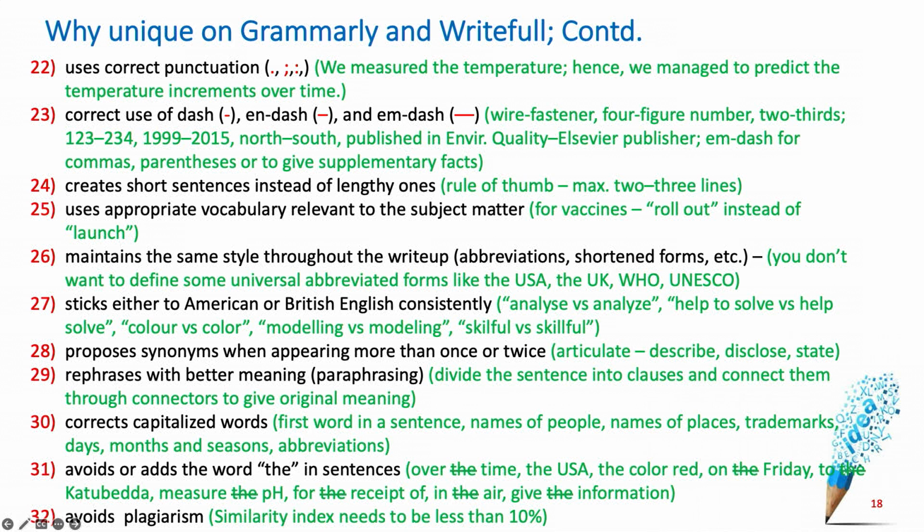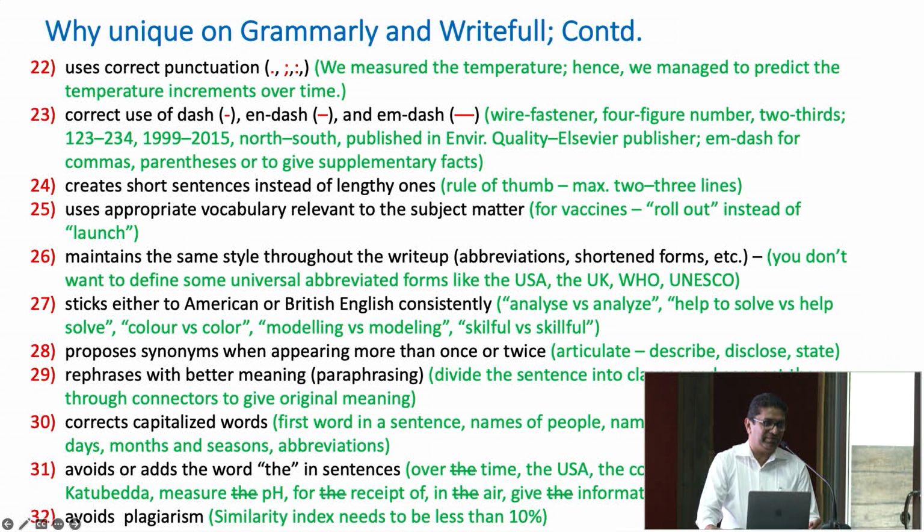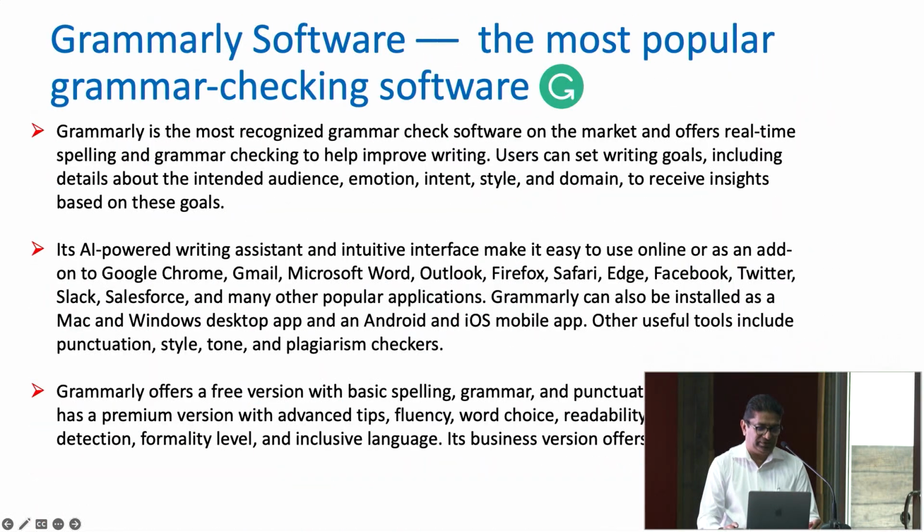The last one, avoids plagiarism. Similarity index needs to be less than 10%, but in my case, as I mentioned, I go for 2%. I don't want to take a chance, right? Because still it may be copying sometimes. So therefore, try to make it minimal as much as possible.